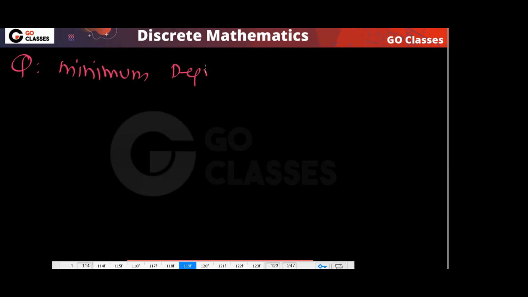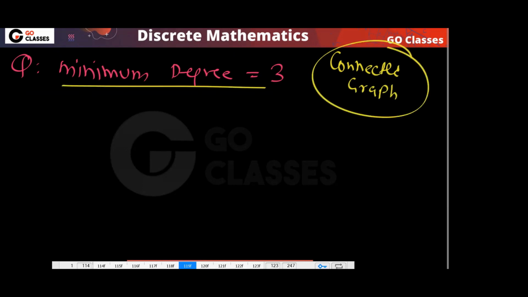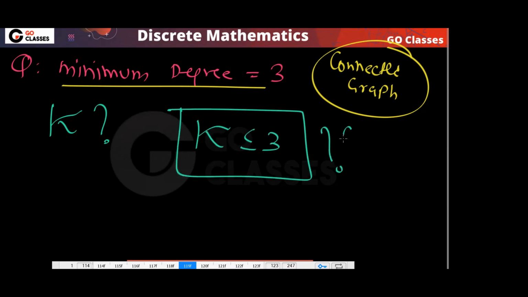Let's assume you have a connected graph, and in this connected graph the minimum degree is 3. Then what can you say about the connectivity number? Can you guarantee that the connectivity number will be less than or equal to 3? If your minimum degree is 3, can we guarantee that kappa will be less than or equal to 3? Let's see.